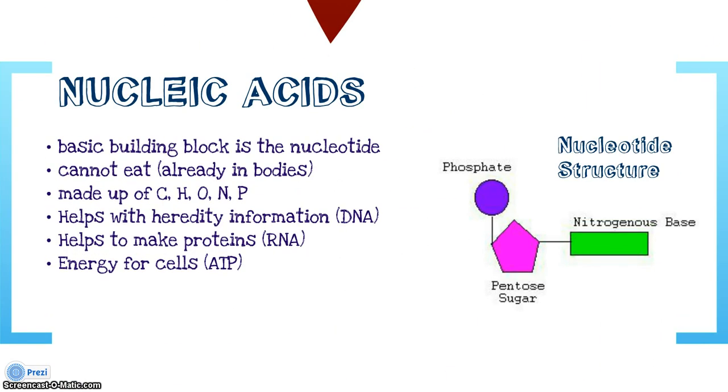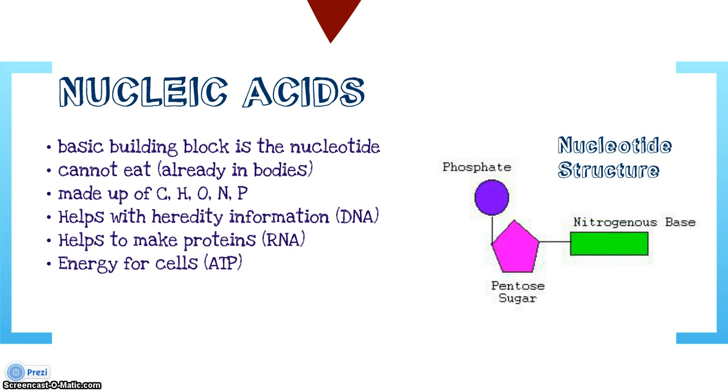Our last type of macromolecule are nucleic acids. The basic building block here is something called the nucleotide, and it has three parts as you can see in the picture: the phosphate group, the sugar, and the base. We cannot eat a nucleic acid, they are already in our bodies. They are made up of 5 different types of elements: carbon, hydrogen, oxygen, nitrogen, and phosphorus.